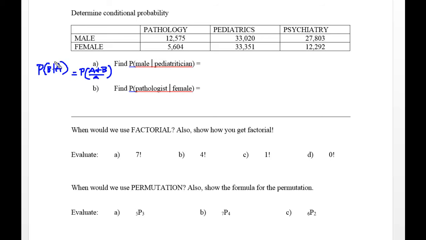And the ordering of the B and the A is important because we want, in the numerator of our fraction, to find our probability of male pediatricians, or the A and B, out of the group of pediatricians, or A. So this is like saying I want a pediatrician who is male out of the group of pediatricians. So we can see easily from the chart that our group of male pediatricians, or the numerator of our fraction, is going to be this 33,020.